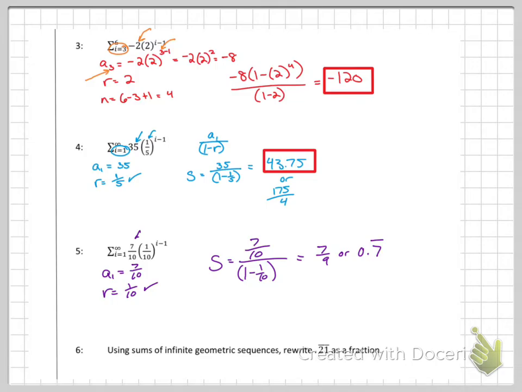I do want to show really quick how you can get that without a calculator. So we were at 7/10. If I do 1 minus, so like 10/10 minus 1/10, I get 9/10. You can flip and multiply, or when you have a fraction over a fraction with common denominators, they cross out, and that is how you can get 7/9.